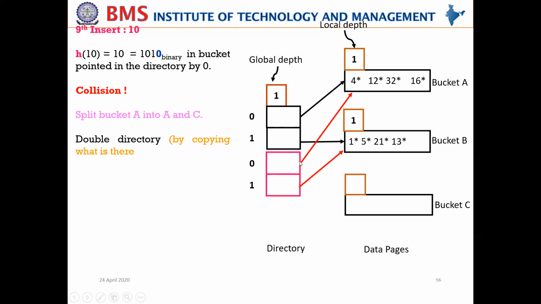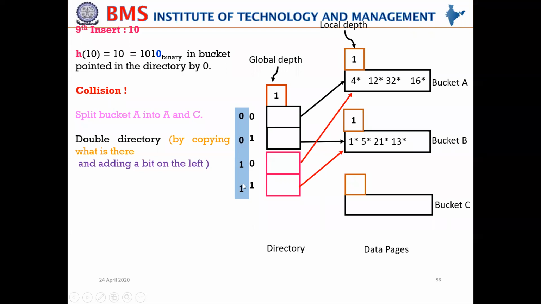When you need to double the directory, when the local depth is equal to the global depth, and some record points to a bucket that is already full, in such a scenario you need to double the size of the directory by copying the earlier contents. Now I have doubled it. Now what should I do? Add one bit to the left.